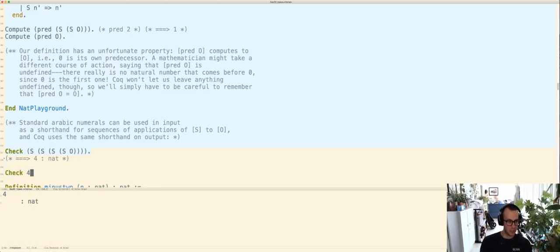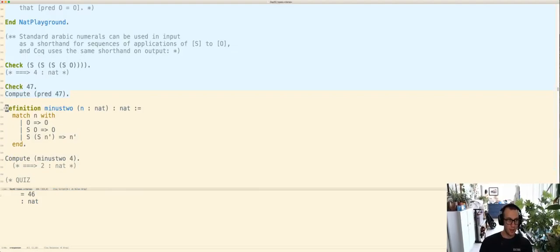So we could also say check 4, and it says, oh yeah, 4 is a nat. What about 47? Yeah, absolutely. What's pred 47? 46. Okay, great. This is hopefully a relief to you. At core, Coq is working with these S's and O's. Fine. But you can enter numbers and Coq knows what you're talking about. That, I think, is really nice.